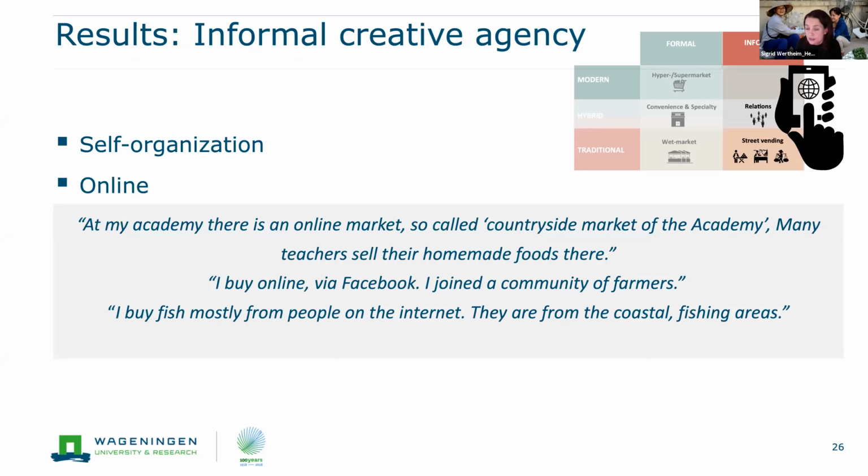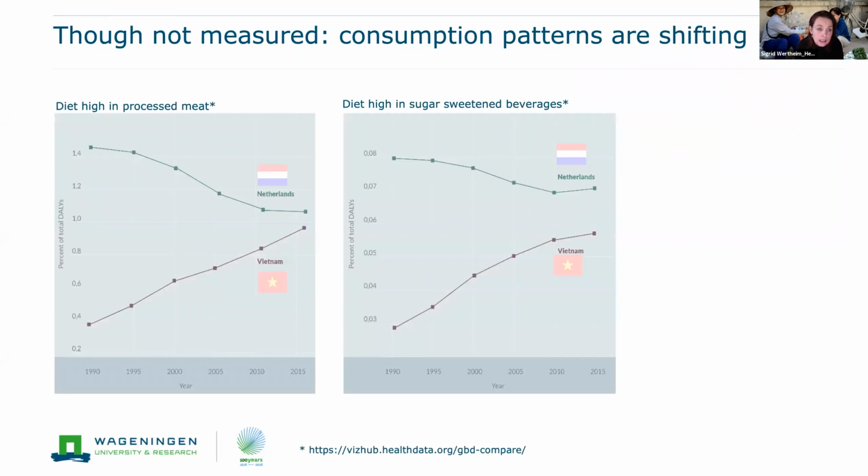Or you have also buying groups on Facebook, but also buying directly from people living in certain areas. As here, the quote on buying fish from people living in coastal areas, and that's then shipped to the city. So all in all, it seems that people do not really change their shopping practices, and also they are able to accommodate themselves to maintain these traditional patterns. And then they also are able to maintain minimally adequate diets.